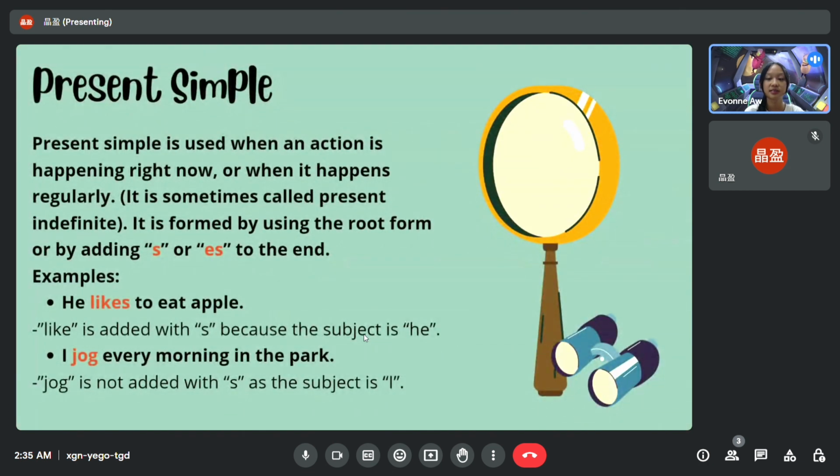First is present simple. Present simple is used when an action is happening right now, or when it happens regularly. Therefore, it is sometimes called present indefinite. Present simple is formed by using the root form or by adding s or es to the end of a verb. These are 2 examples that use present simple in a sentence. First, he likes to eat apple. In this sentence, the verb like is added with s because the subject is he. While the second sentence, I jog every morning in the park. Jog is not added with s as the subject is I.